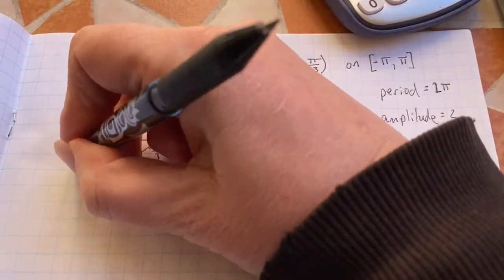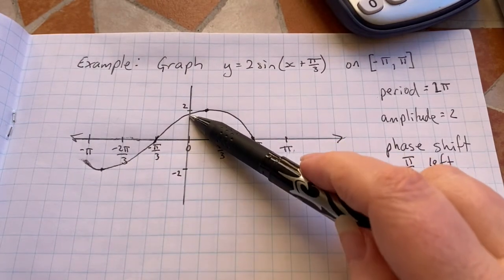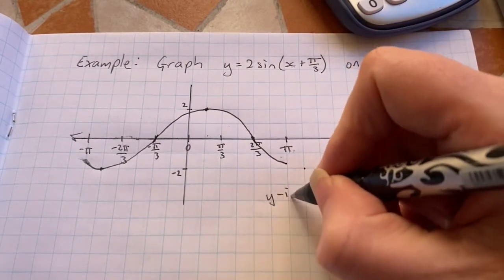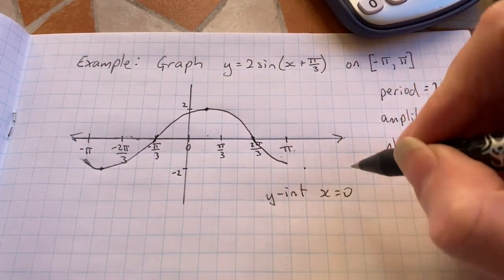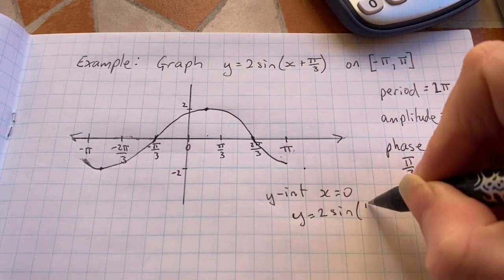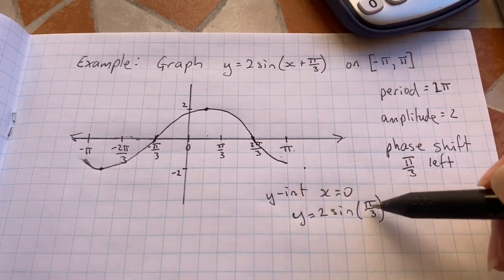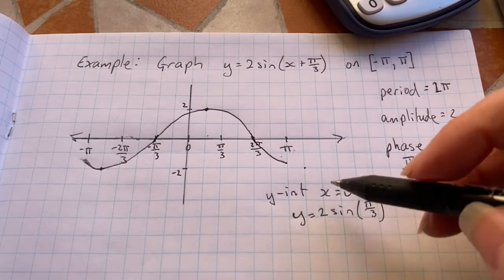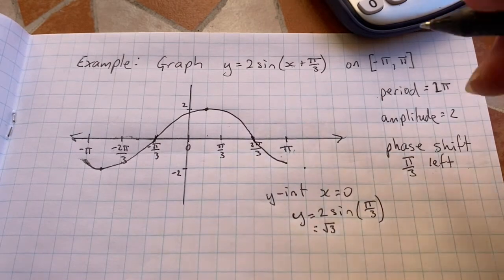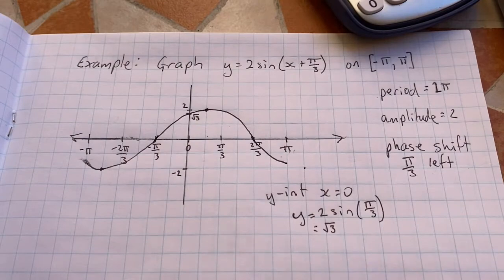Now, it's a really good idea with any graph to also mention what the y-intercept is. So if I put 0 in here, for the y-intercept, where x equals 0, I've got y equals 2 sine pi on 3. Now from our exact value triangles, sine pi on 3 is root 3 on 2. So that whole thing is 2 times root 3 on 2. So that value right there is the square root of 3, and it's good to give that.